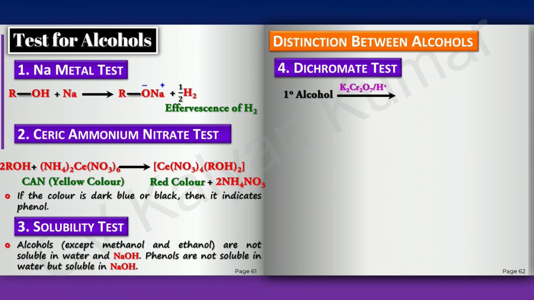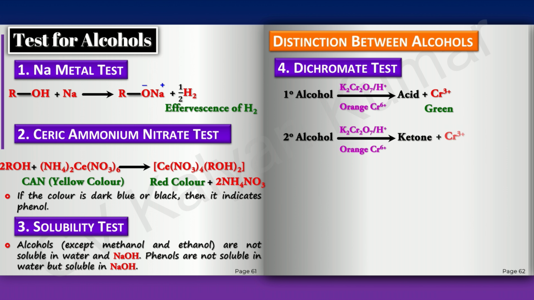And Cr6+ is orange, we know. It gives you acid, and Cr3+ is green, we know. So orange turning to green could be a primary alcohol. Even a secondary alcohol will give this, because it will form a ketone. Green. And then a tertiary alcohol won't react at all.